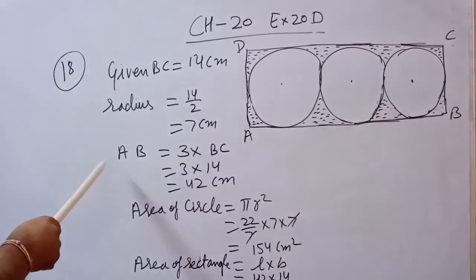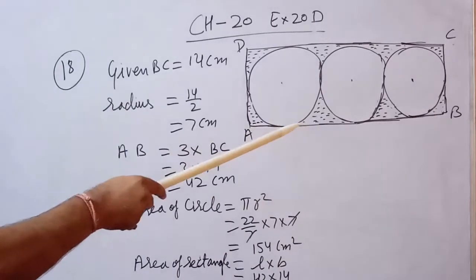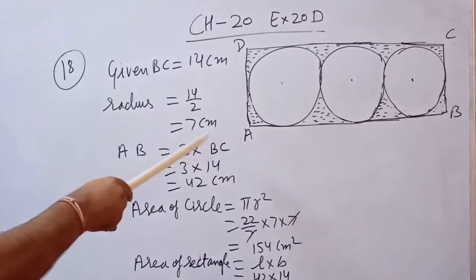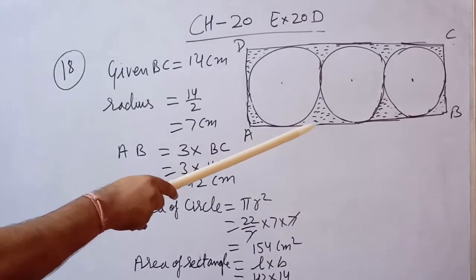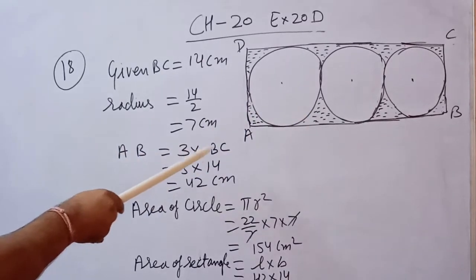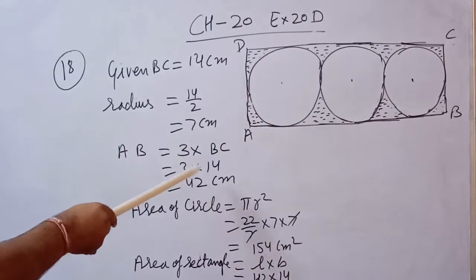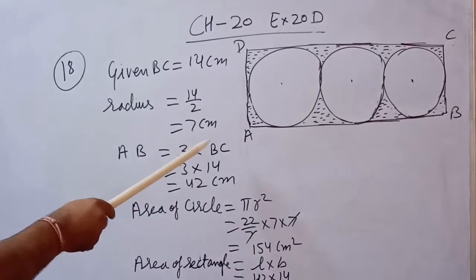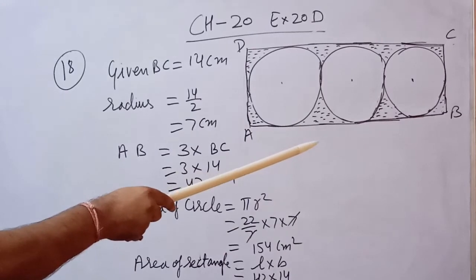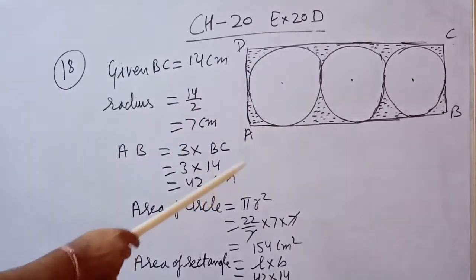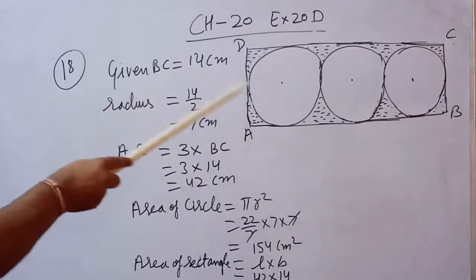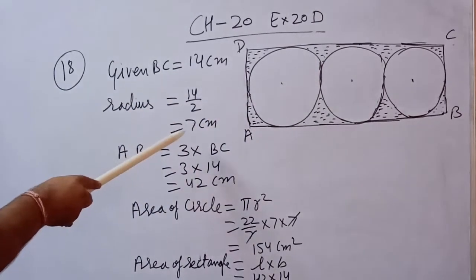Got it? Now AB equal to, what is AB? As you see the figure, you will find AB is 3 times the diameter of the circle enclosed in this rectangle. So 3 into BC, BC is the diameter, so 3 into 14, that is 42 centimeter. Now we got AB equal to 42 centimeter, the length of the rectangle, and BC is the breadth of this rectangle, that is 14 centimeter, and the radius of the circle you got 7 centimeter.